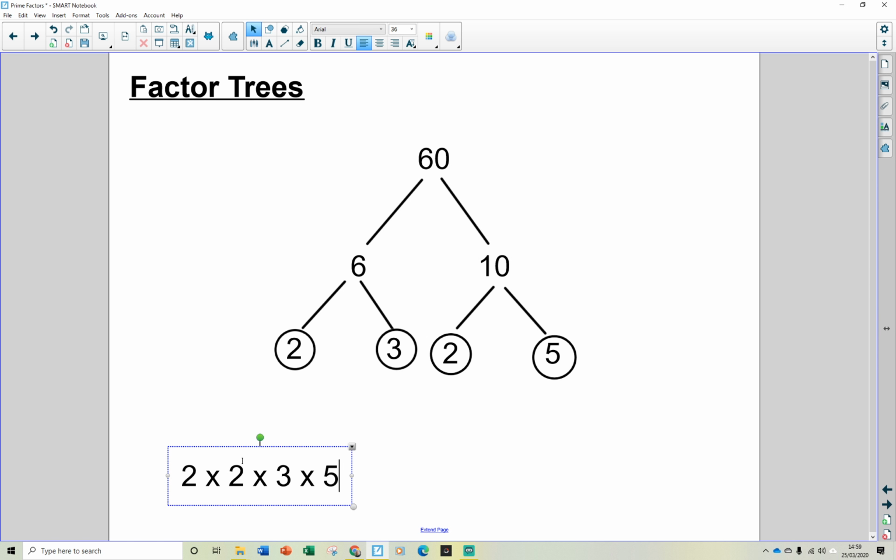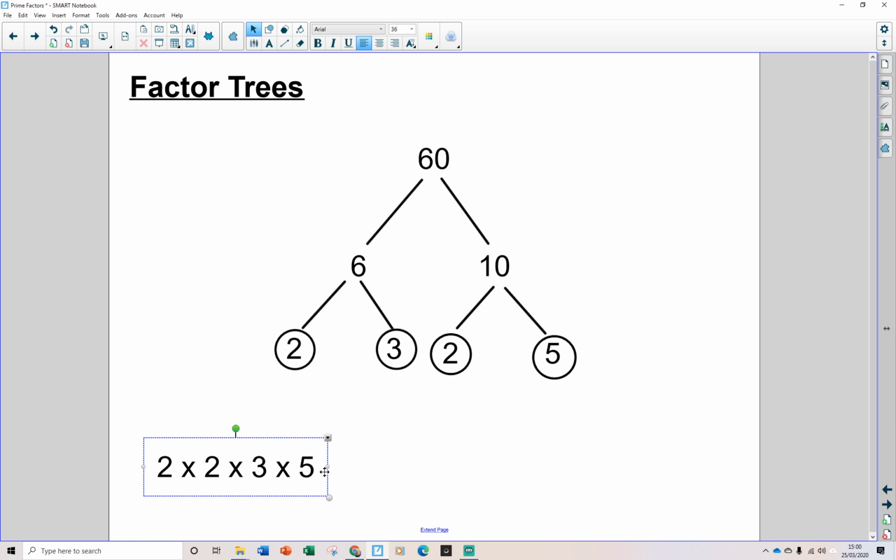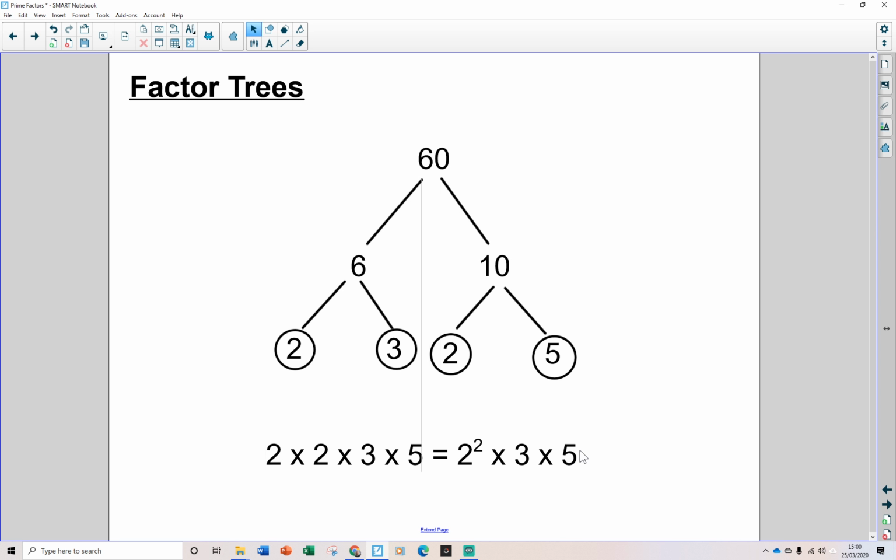It doesn't really matter because multiplication can be done in any order, but I just think it looks a little neater, a little bit easier to read if we put them with the numbers in ascending order like this. It also means that when we want to collect those like terms like 2 times 2 and show that as 2 squared like this, we can see that because they're together it's easy to collect them up. A little bit harder if they're all spread out, particularly if you have quite a long list. So 2 squared times 3 times 5 is our answer for this one.